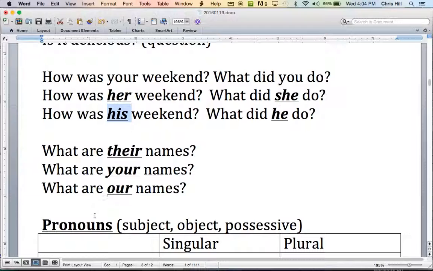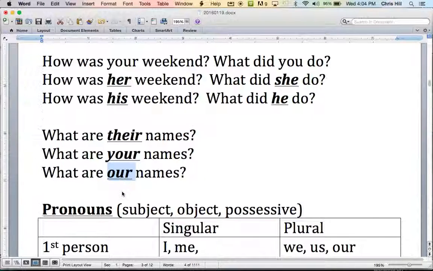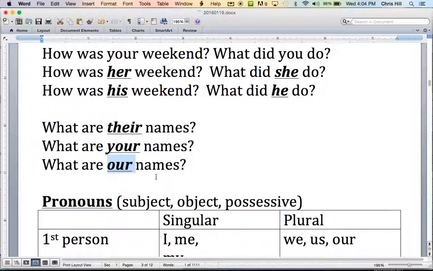We also talked about pronouns, first, second, and third person. So if we are talking about somebody else, we could say, what are their names? If we are talking to someone, we can say, what are your names? This is the second person. This is the third person. We can also use the first person. What are our names? Although this is kind of strange. Usually we know our names.